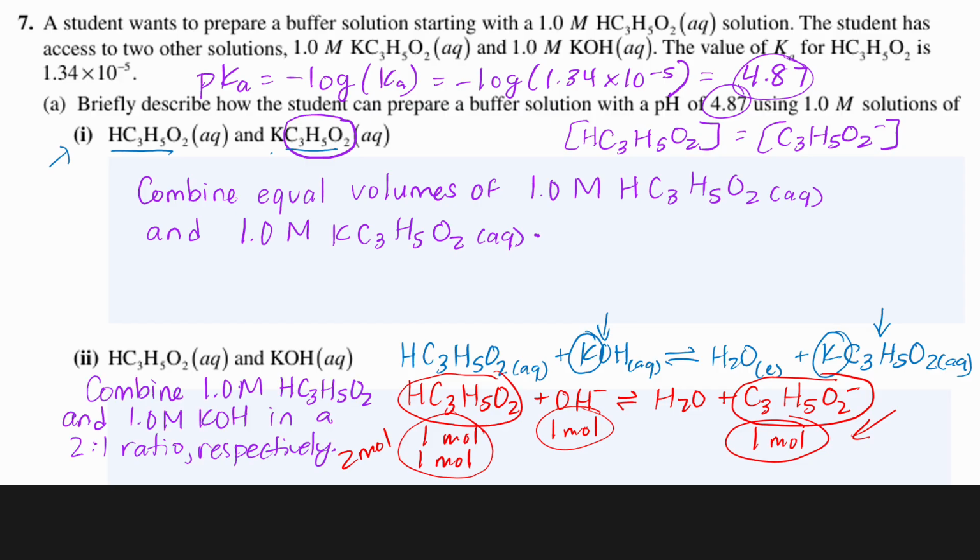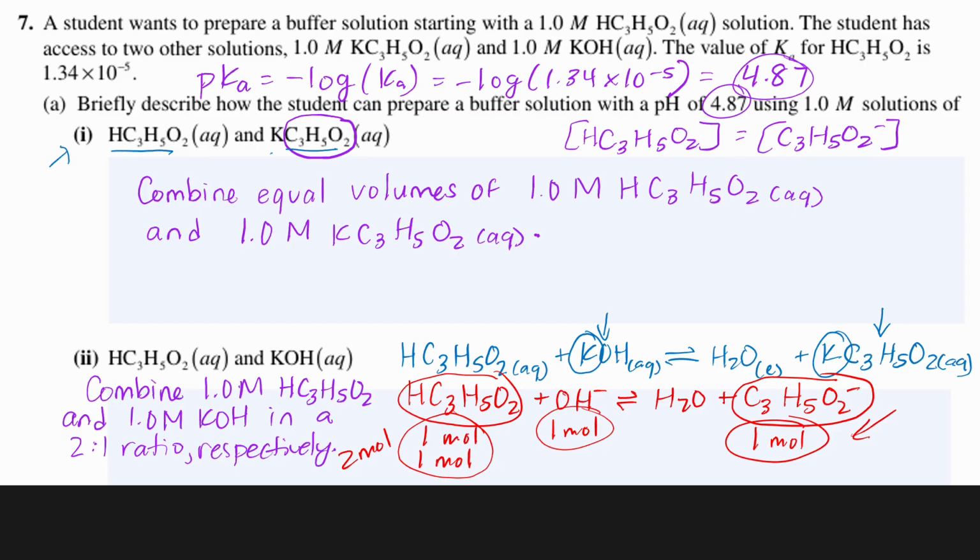So your response should look something like this. Combine 1 molar propanoic acid and 1 molar potassium hydroxide in a 2-to-1 ratio, respectively. And if you wanted to give it a volume on either one of these options, you could totally do that. So you could say like 1 liter for part I.